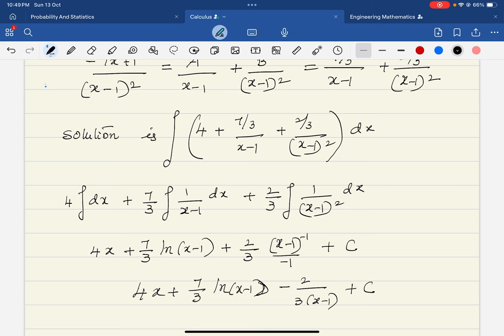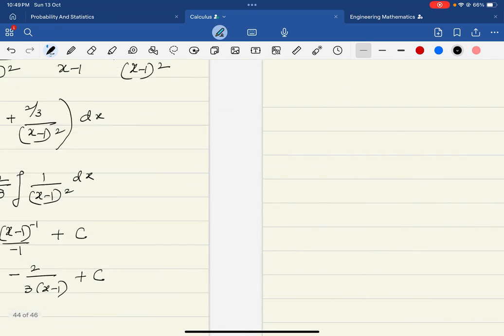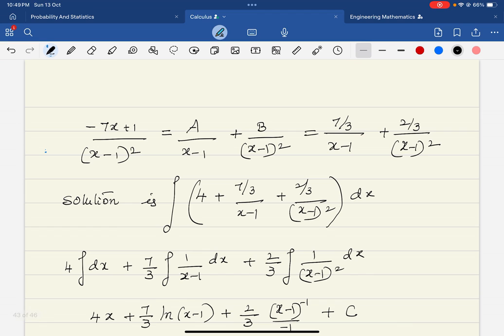Is it clear? So with this we have done the improper partial fractions also. I hope you could understand. We have done the proper partial fractions, all the 3 cases, and now we have done the improper partial fractions also.